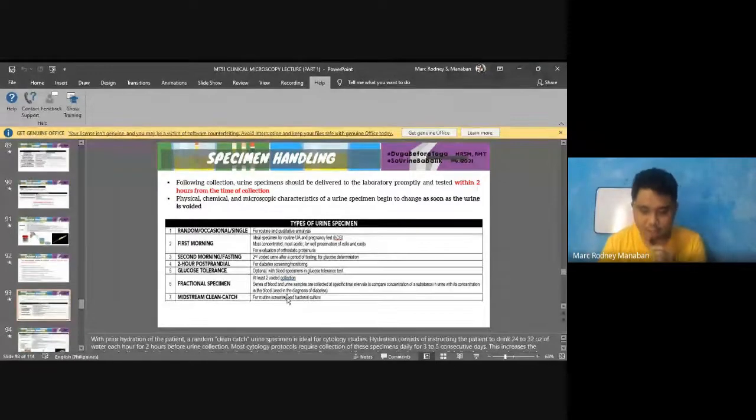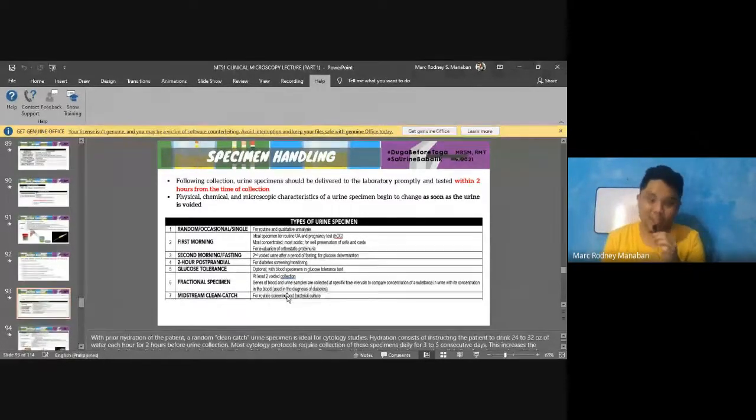So, thank you. Now we'll start with the different types of urine specimen. Alright. Now, the first one is, of course, the random or occasional or single urine specimen. So, by the name itself, random, any time of the day. So, this is usually used for routine and qualitative analysis. Alright. So, usually the specimens we receive in the laboratory, random yun na siya.